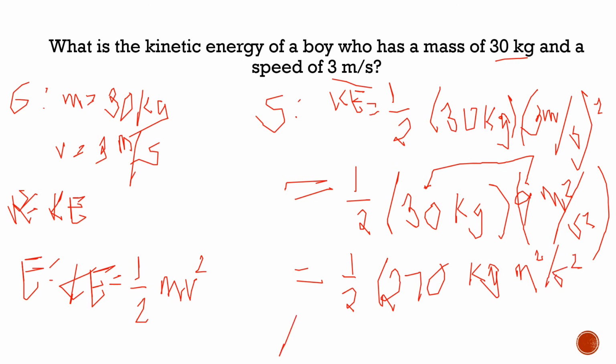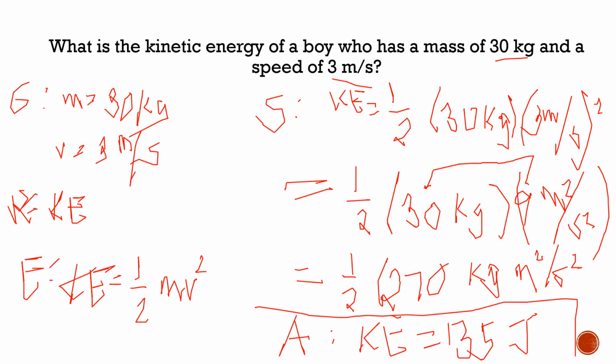So our correct answer here is kinetic energy is equal to the half of 270, or divide 270 by 2. And the correct answer is 135 joules, or capital J. So our answer for problem number 2 is 135 joules. So that's it.